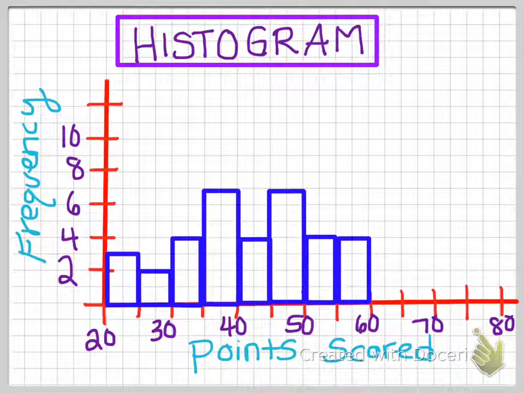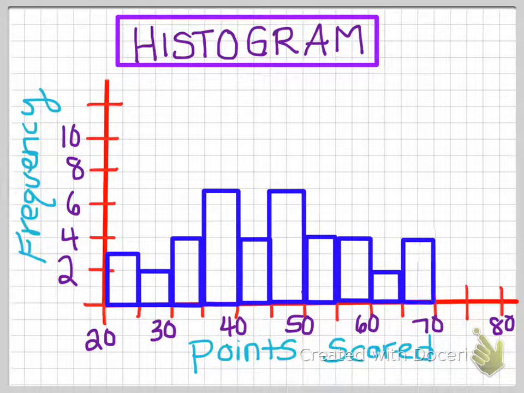And even though they're the same height, you want to make sure you have 2 separate bars because you're representing 2 separate ranges. From 60 to 65 we have 2. From 65 to 70, and again not including 70, we have 4. And then from 70, including 70, up to 75, not including 75, there weren't any scores in that range. So the frequency is 0.